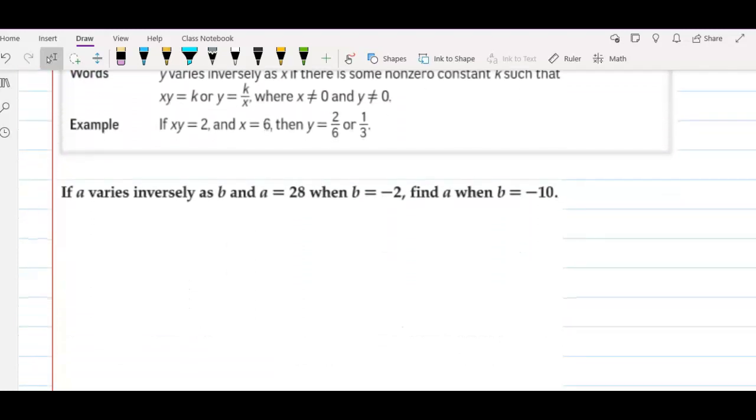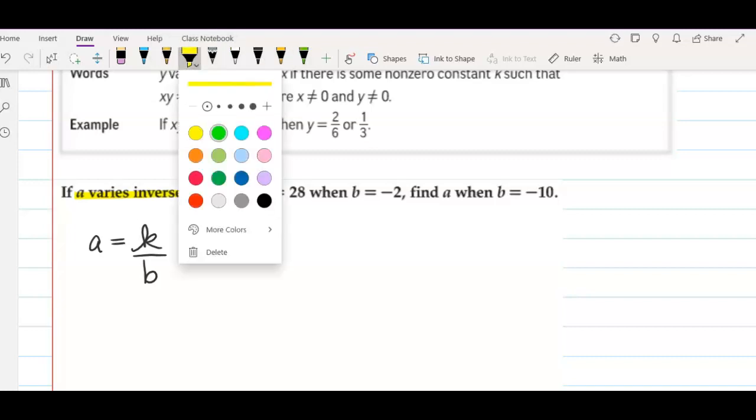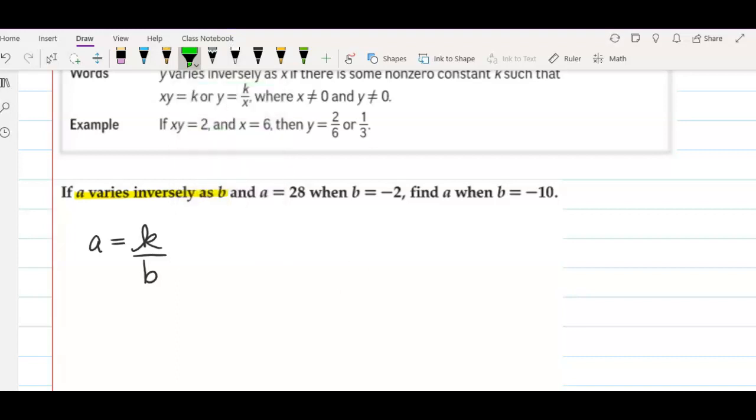Here's a generic example. We're told that A varies inversely as B. So inversely, what that means, A instead of equaling KB is going to equal K over B. And we also know that A equals 28 when B equals negative 2. So we can plug those in.